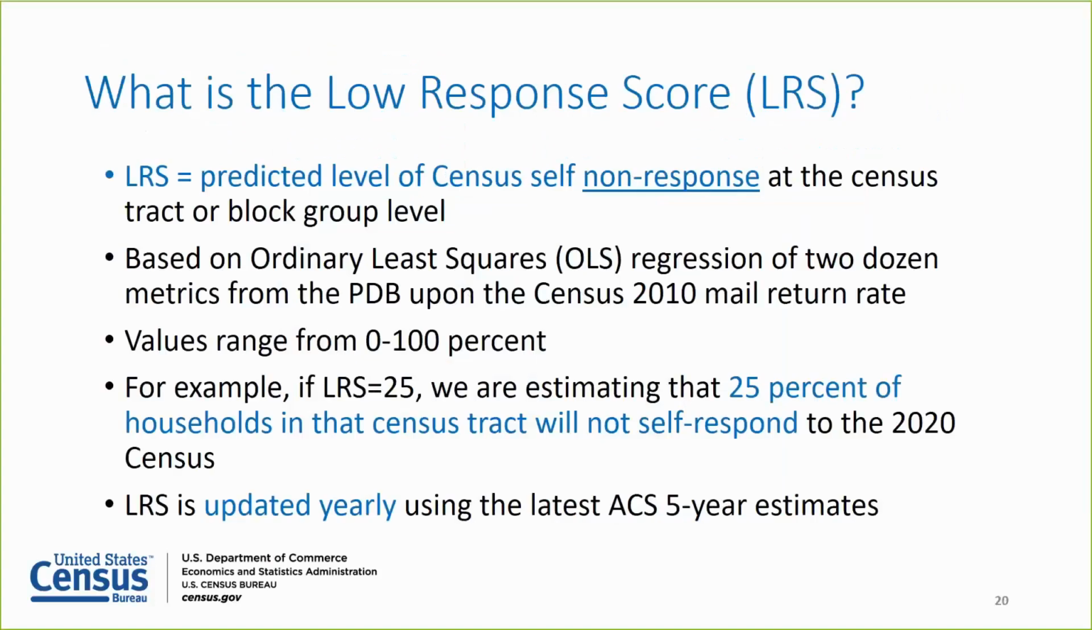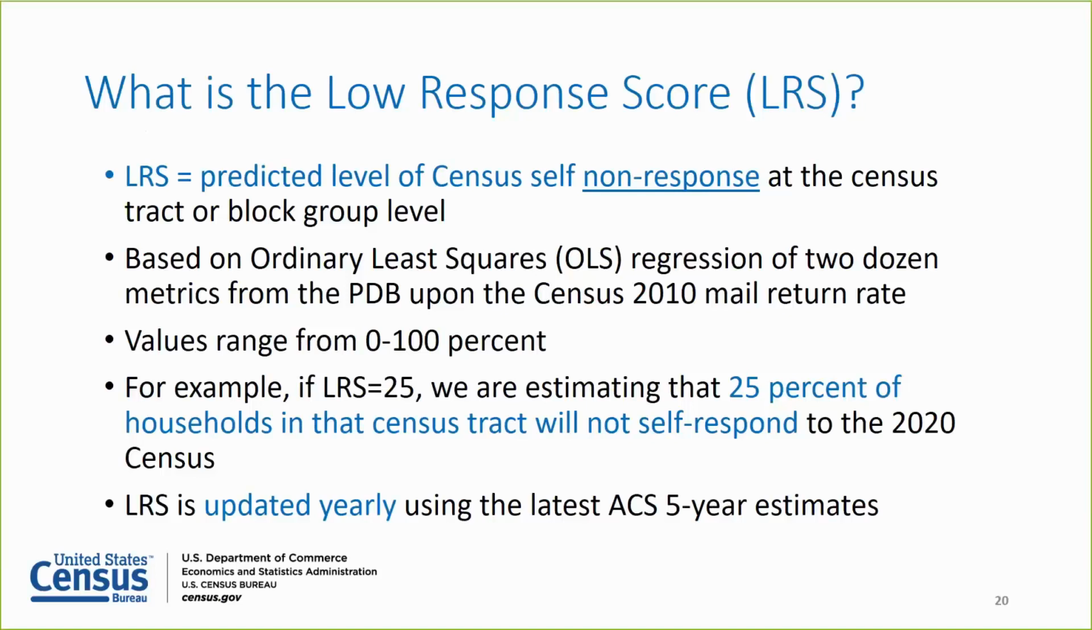Okay, so as promised, I'm going to get into the low response score. This is our updated hard-to-count score from 2010. This is the predicted level of census self non-response at the tract or block group. It's important to highlight non-response, so the higher the score, the more households we expect will not self-respond. We're using an ordinary least squares regression on 24 metrics from the planning database, using the Census 2010 mail return rate as the dependent variable.